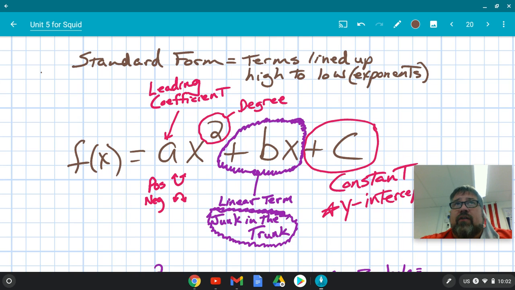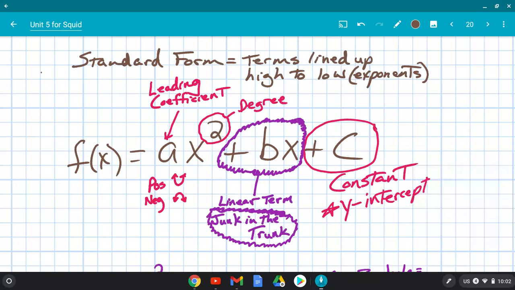All right, we are graphing quadratics. Yesterday we graphed quadratics with no linear term. Today we're going to deal with the ones that do have a linear term. So let's go to work. Just as a quick reminder from yesterday, we were talking about quadratics that are in standard form.